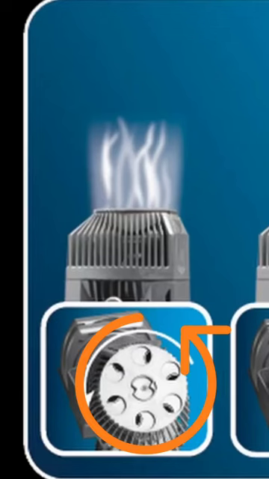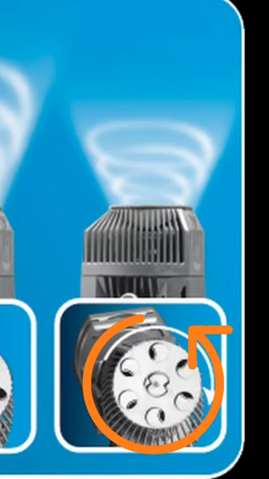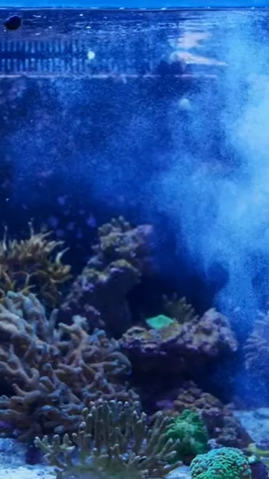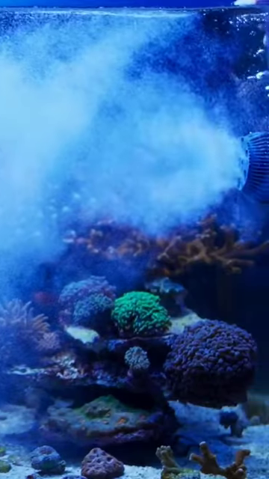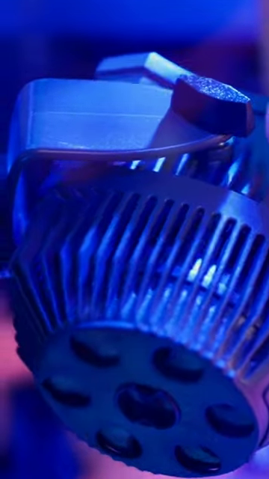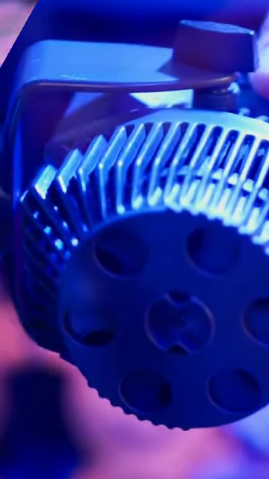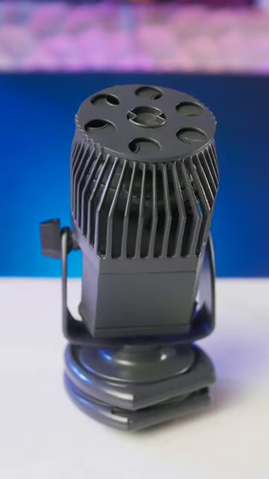Turn it one direction and you'll throttle back the velocity of its narrow cone of flow. Turn it the other direction and you'll actually change the flow pattern to be super wide while also being able to control the velocity of that flow pattern. It is super useful if you need to put the pump really close to corals. Plus, it's super directable so you can aim that flow wherever you need it most. And to top it off, it is really affordable.